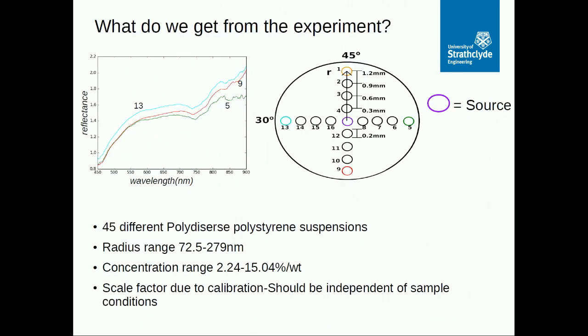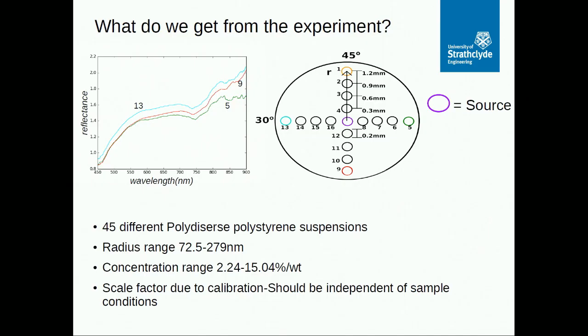Okay, so what do the experimentalists give me? Well, I get something like this out from them, which is the reflectance gathered at these 3 probes here with this source turned on. You can see they all follow the same trend, which you would expect because it's equidistant and the light source is coming in at a normal incidence. They did it for 45 different polydispersed polystyrene suspensions.